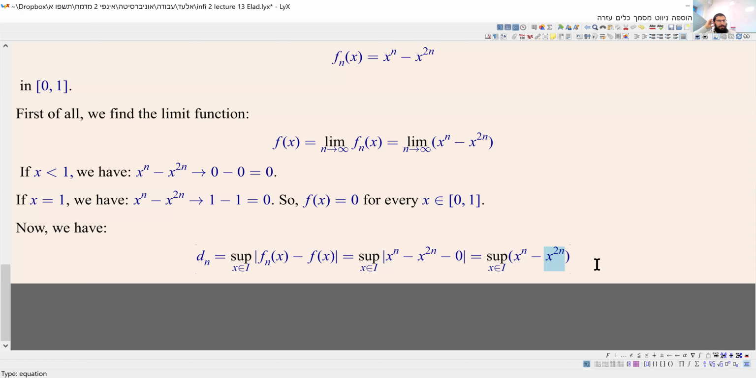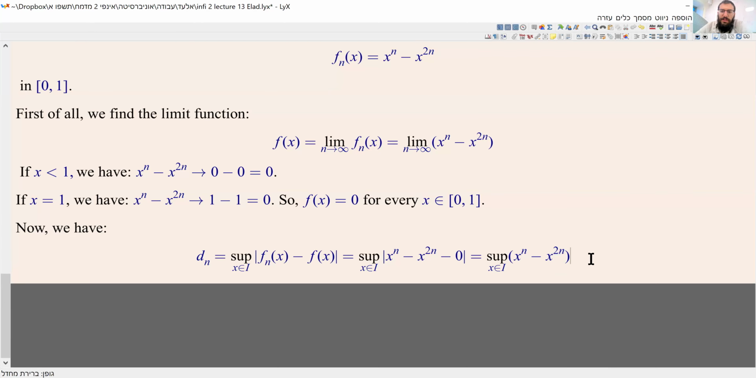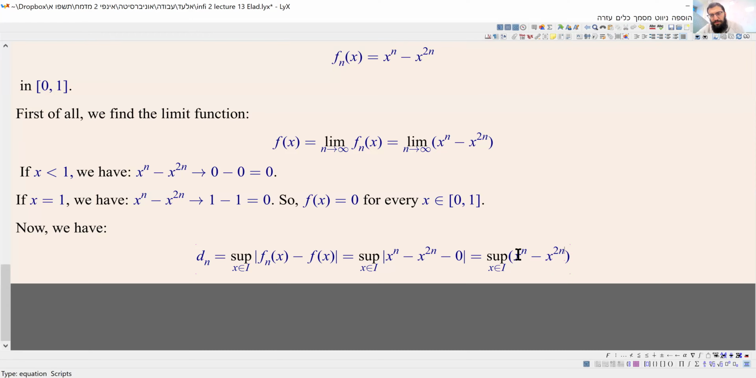And what is the something else? Something that's common when it comes to these types of questions. We have a function that is continuous. It's differentiable, anytime you want, but it is continuous. So by Weierstrass theorem from Infi 1, we know that a supremum is not just a supremum. It's actually a maximum. There is some point x along the segment that when we put it in the function x to the power of n minus x to the power of 2n, gives us the maximum value of the function.